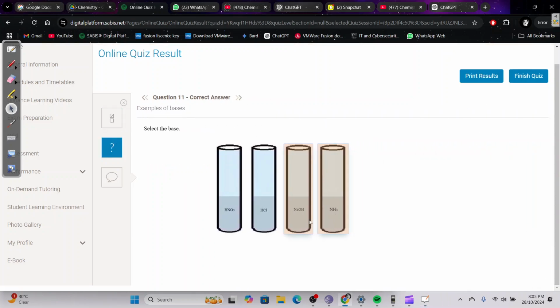Question 11. Select the base. NaOH and NH3. Again, NH3 is a base, ammonia, and NaOH is also a base. Hydrogen nitrate is an acid and hydrogen chloride is an acid.